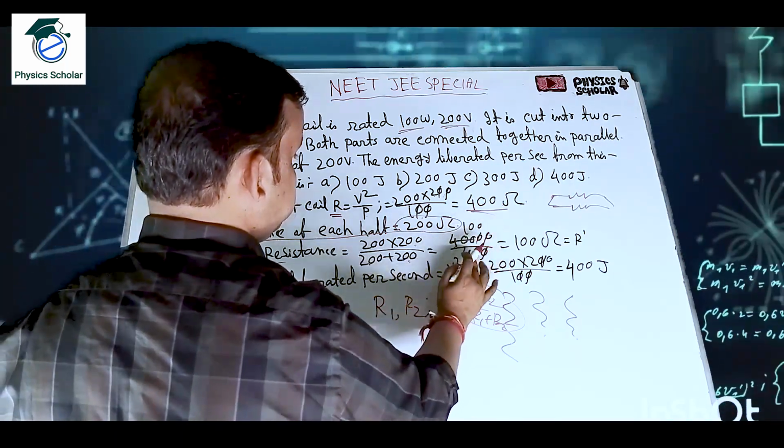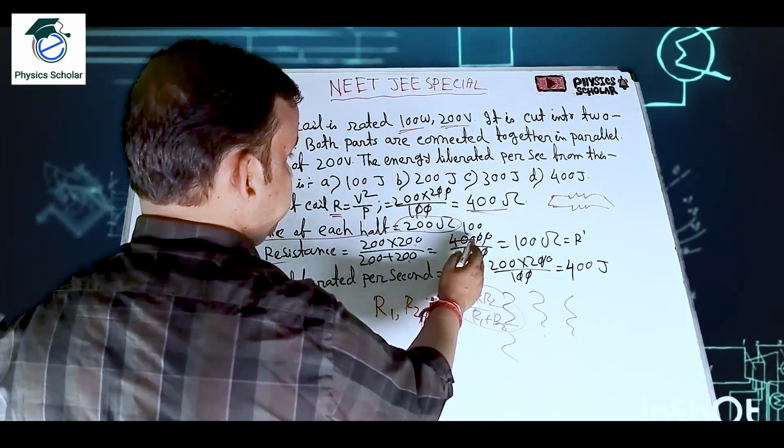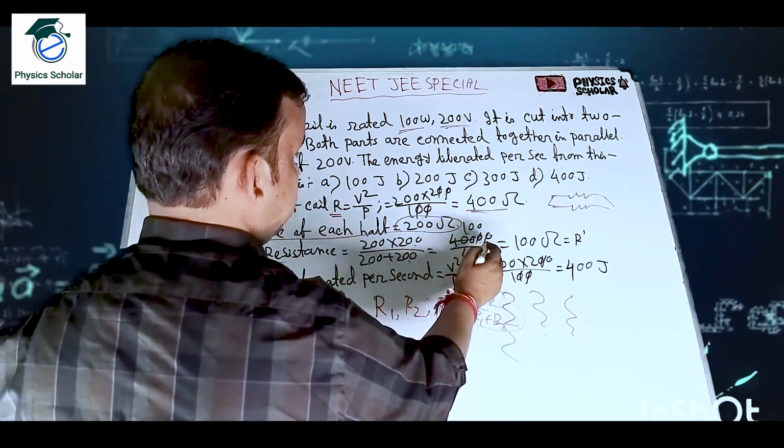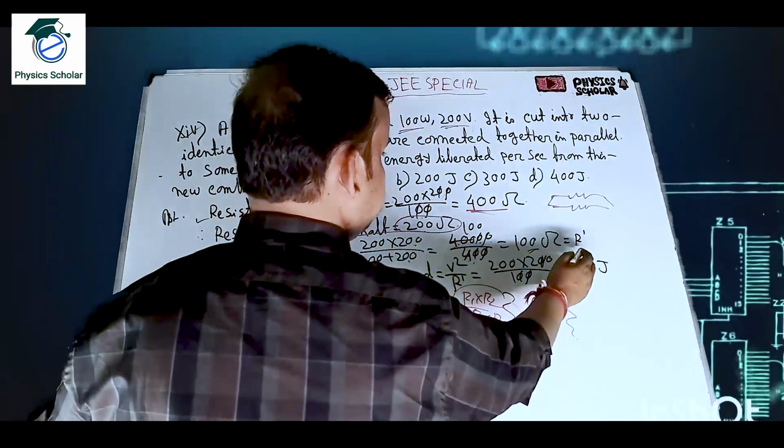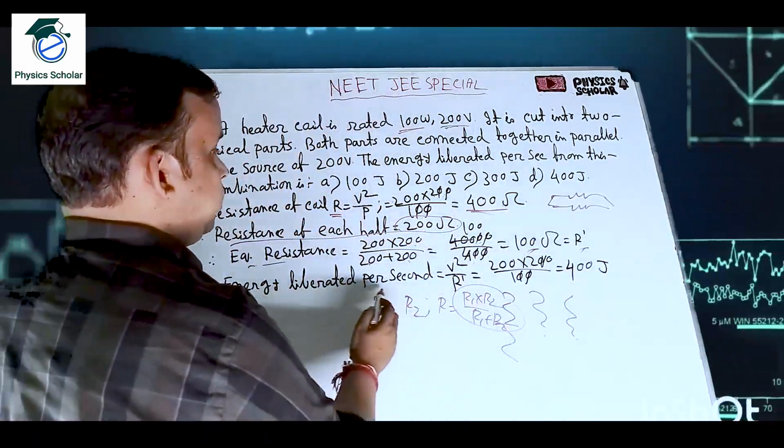40000, 4 zeros are there, divided by 400. So after doing the calculation, it is coming 100 ohms, or R dash. Clear? Now energy liberated, what is it?